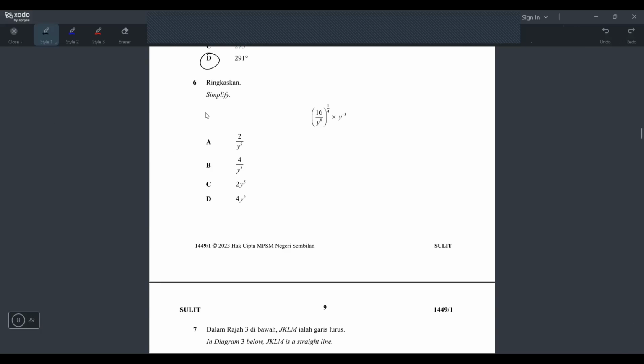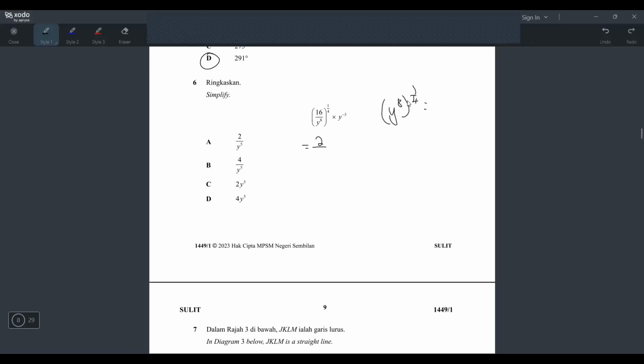Okay, keep going. Number 6, simplify this. Okay, how do we simplify? First of all, if they put bracket power 1 over 4, it means everything inside the bracket has power 1 over 4. So first we will do 16 power 1 over 4. You can use calculator and you will get 2, right? Just press 16 power 1 over 4. But what is y power 8 power 1 over 4? 16 power 1 over 4 is 2, but what is y power 8 power 1 over 4?